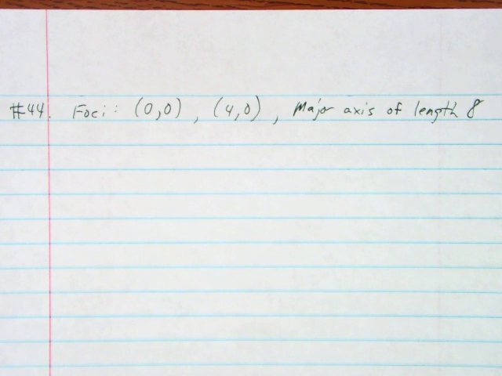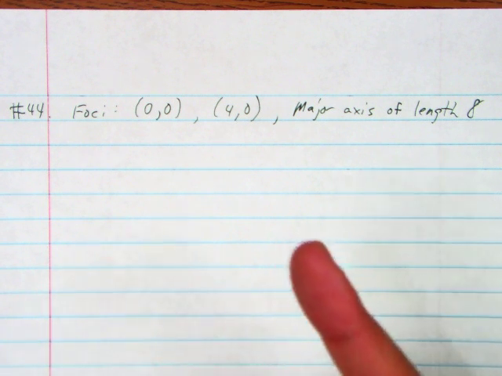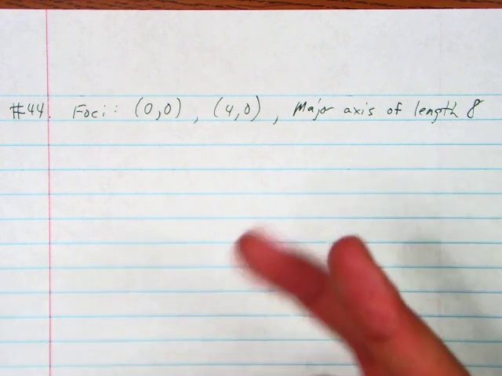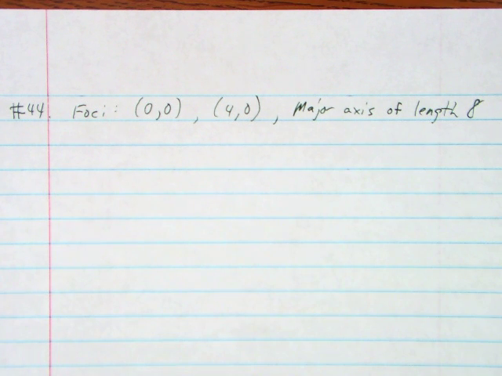It's 8. So what we're trying to find when we're trying to find the standard equation right now is we want to find three things. Again, we're trying to find the center, which is (h, k), and then we're trying to find a, and then we're trying to find b. That's what we're trying to find.